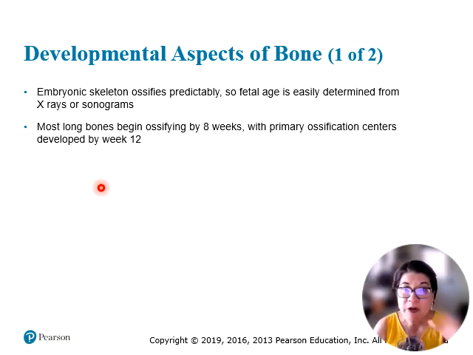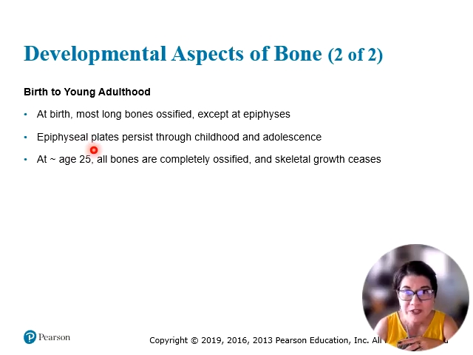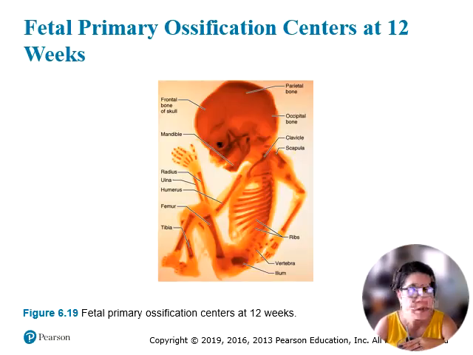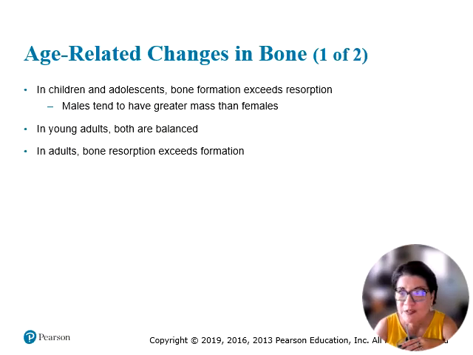Okay, developmental aspects. We've talked about the fetus a little bit; since we looked at those pictures showing how the fetus grows and how the bones ossify, you can predict fetal age based on that. And we talked about this already: you have growth plates as a child and adolescent, and by about 25, depending on the person, you're pretty much as tall as you're going to be, but that can vary. Here is a 12-week-old baby, showing where the ossification is happening, where cartilage is being replaced with bone.